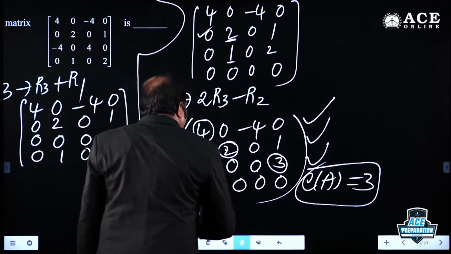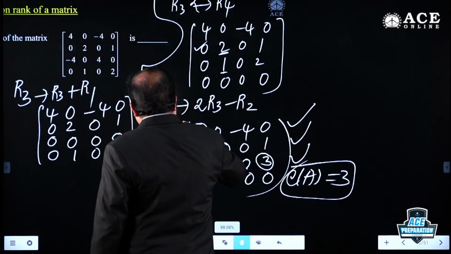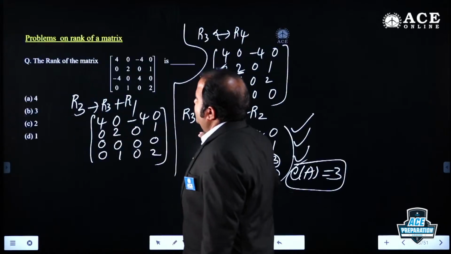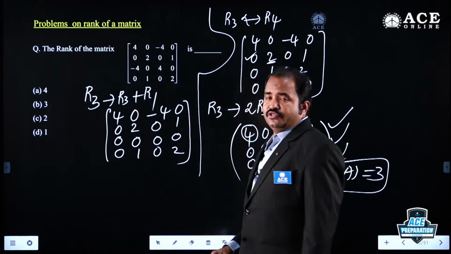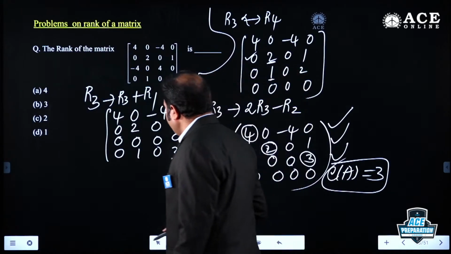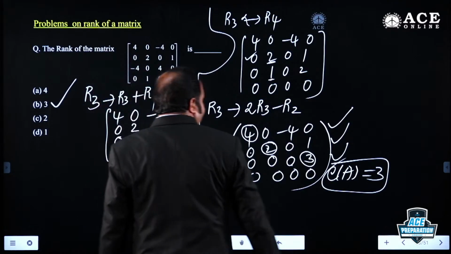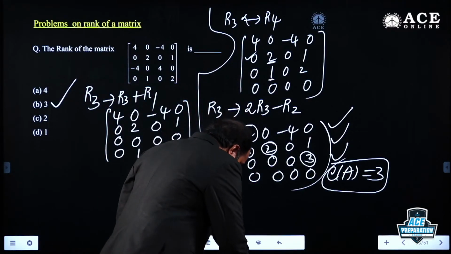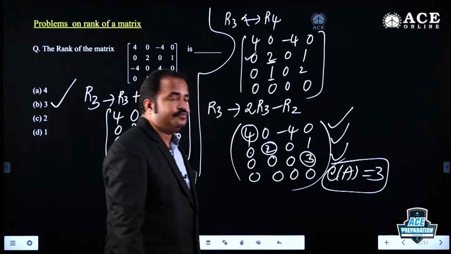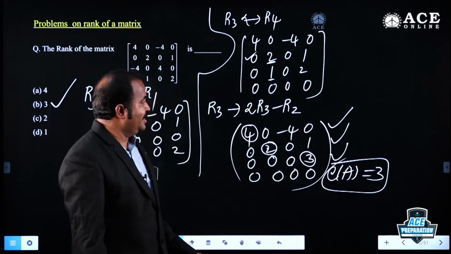So by performing the elementary operations, only row operations, we reduce the given matrix into row echelon form. So which option? 3 is the correct one. Okay. Let us see the next one.